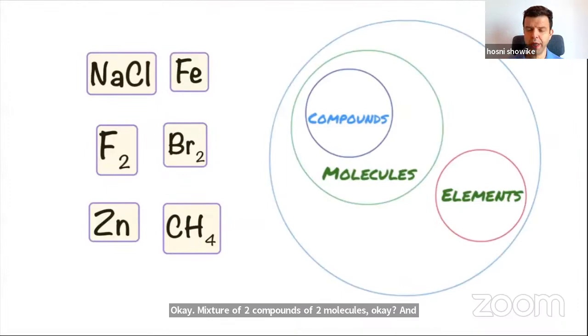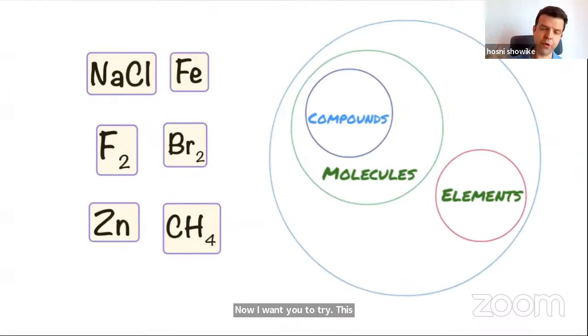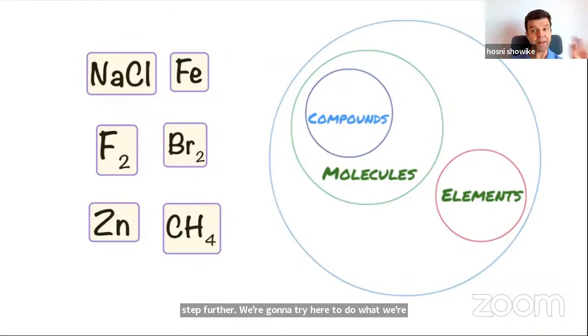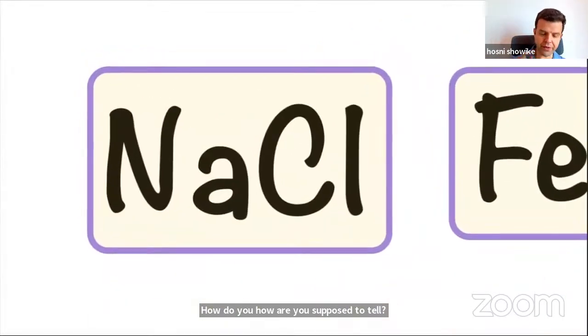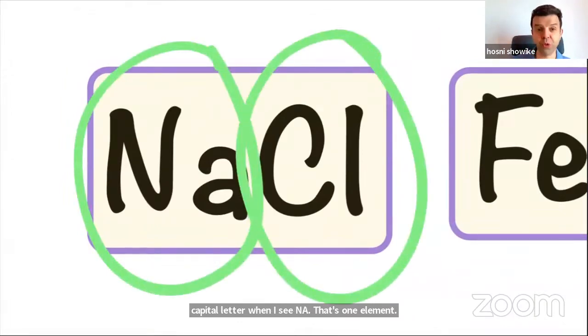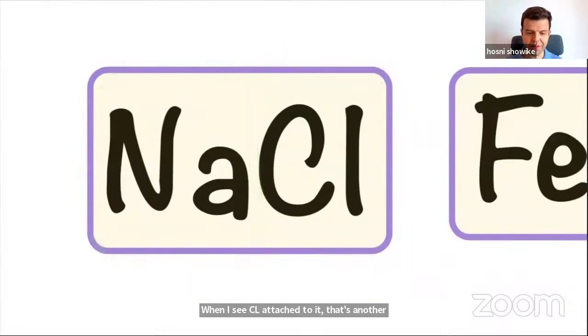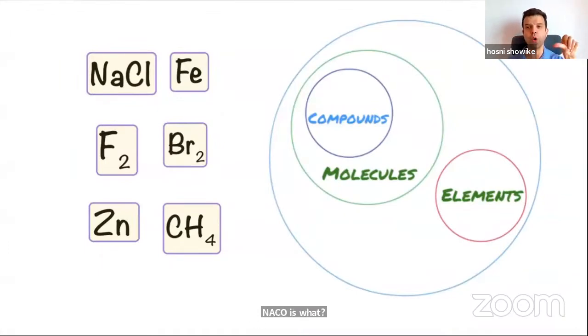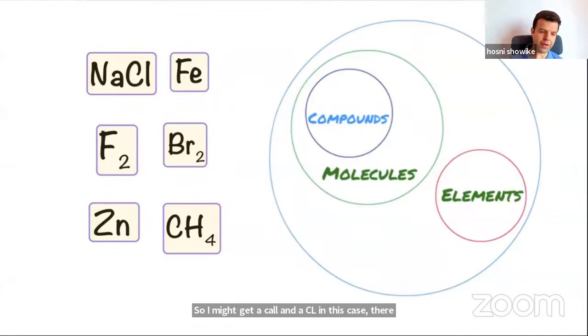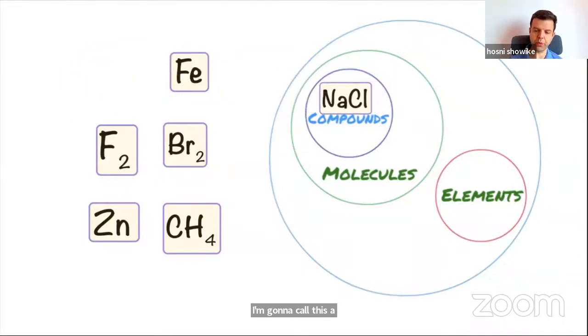Now, I want you to try this one here. This is one step further. We're going to try, based on symbols, to figure out if it's a molecule, a compound, or an element. How are you supposed to tell? Look, the capital letter: when I see Na, that's one element. When I see Cl attached to it, that's another element. So NaCl is two different elements combined together. So what am I going to call NaCl in this case? I'm going to call this a compound. Okay, here we go.